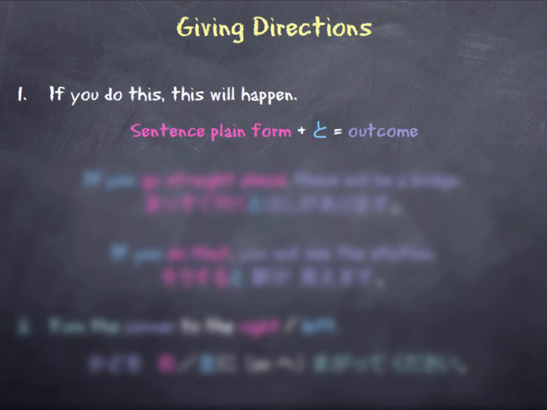On our second slide, we're having a look at how to talk about the order of actions. For example, if you do this, this will happen. So we start out with our sentence in its plain form. We follow with the particle to, and we finish with the outcome.